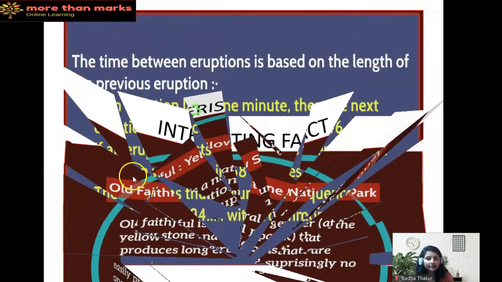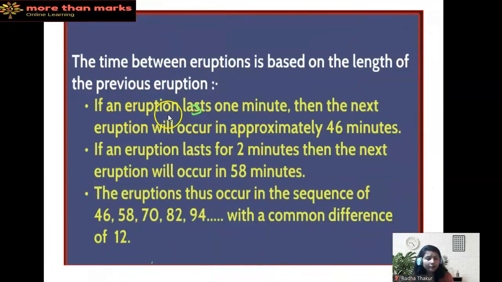So what is the fact in this? If an eruption lasts 1 minute, then the next eruption will occur in approximately 46 minutes. And if the eruption lasts for 2 minutes, then the next eruption will occur in 58 minutes. So the eruptions occur in a sequence like this, which has a common difference of 12. So nature tells you this is a natural AP series. Fine. So nature teaches us math as well.